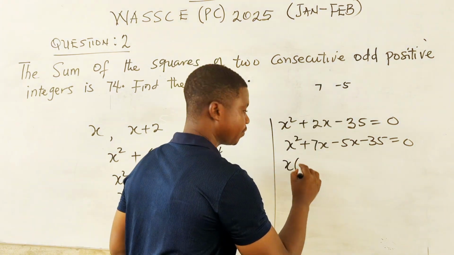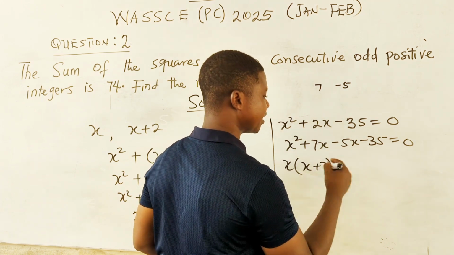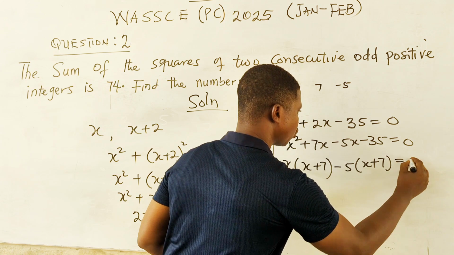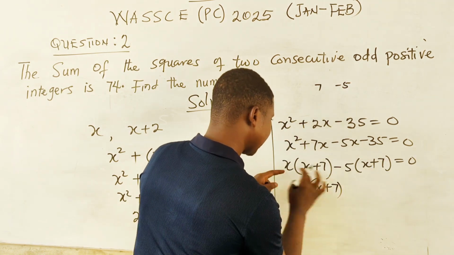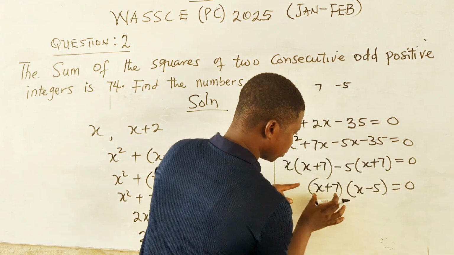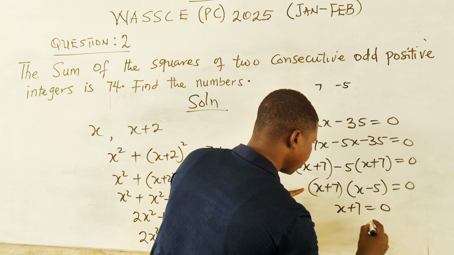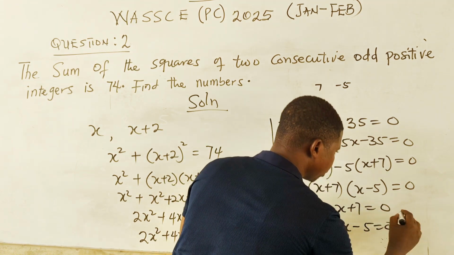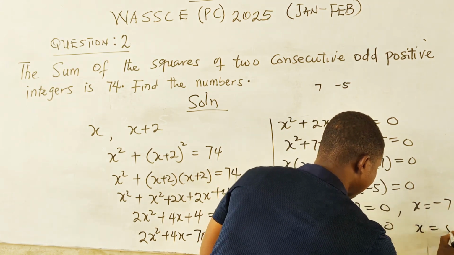So x out, x plus 7. The common factor here becomes negative 5, (x plus 7) equal to 0. So we have (x plus 7)(x minus 5) giving us 0. So x plus 7 is equal to 0, then x minus 5 is also equal to 0. With this, x is equal to negative 7 or x is 5.